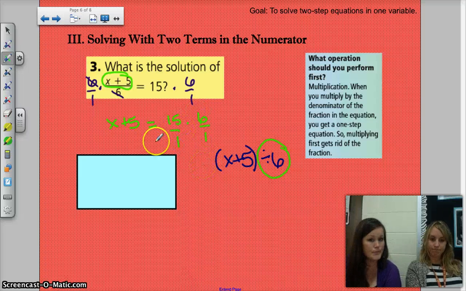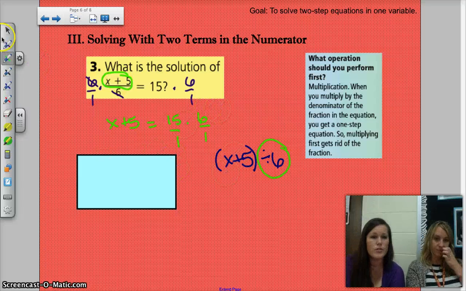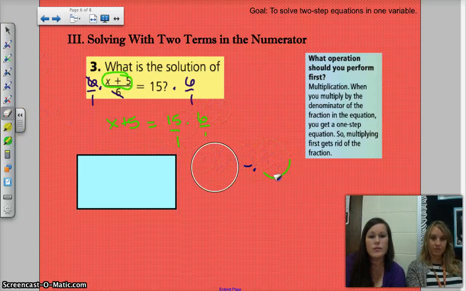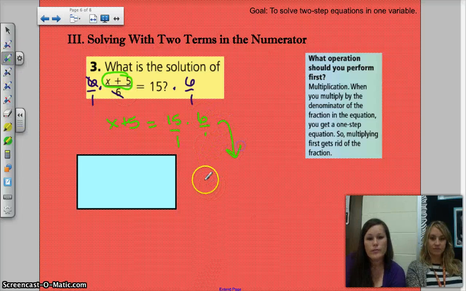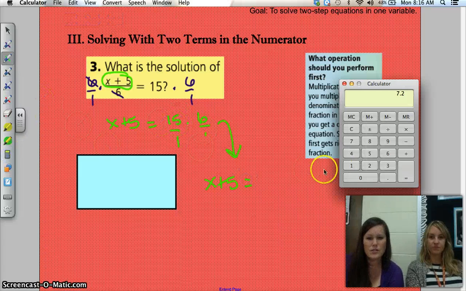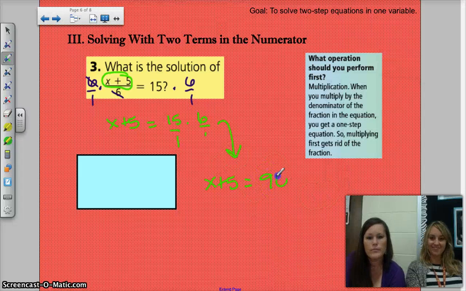So we're going to multiply this out. I'll delete this and rewrite it down here. x plus 5 equals 15 times 6. Do you know what that is off the top of your head? No. I don't need to. 90. Or 90 over 1. Which is the same thing.